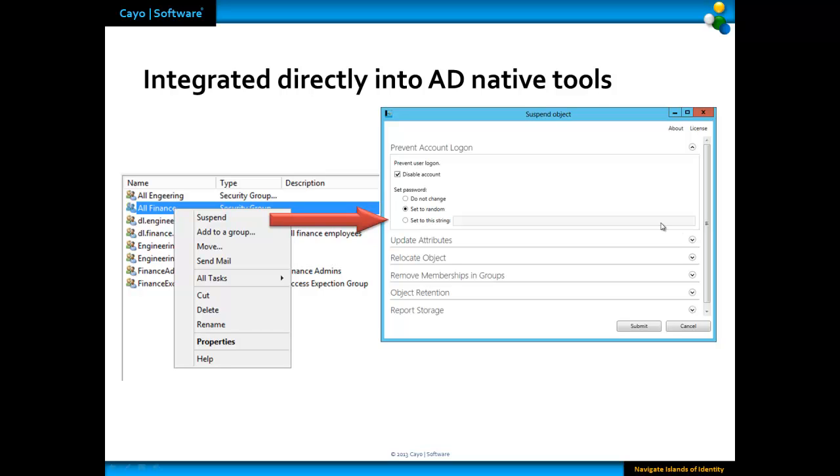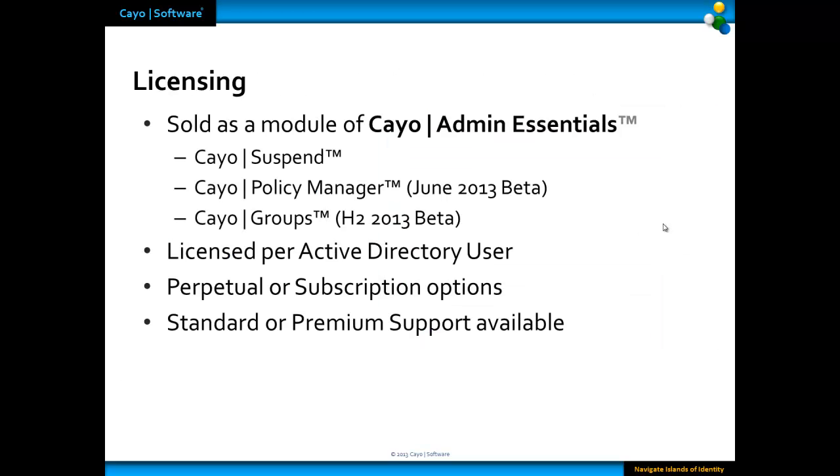The administrator gets to make his choices or her choices, and then they click Submit. And again, undoing that process is just as simple. It's a right click and undo.